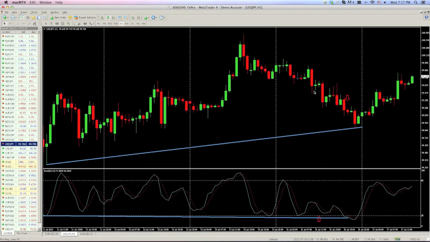Okay, what do you see here? Is there anything significant that you can spot? There's nothing on the lower time frame here. Everything is going shorter and shorter and shorter. There's nothing here.